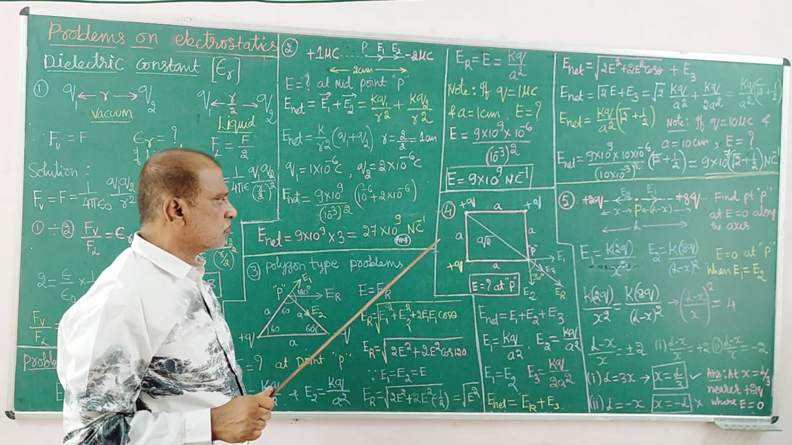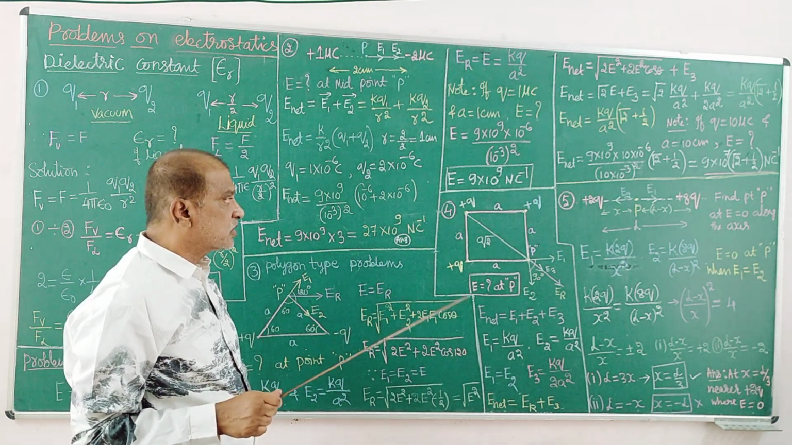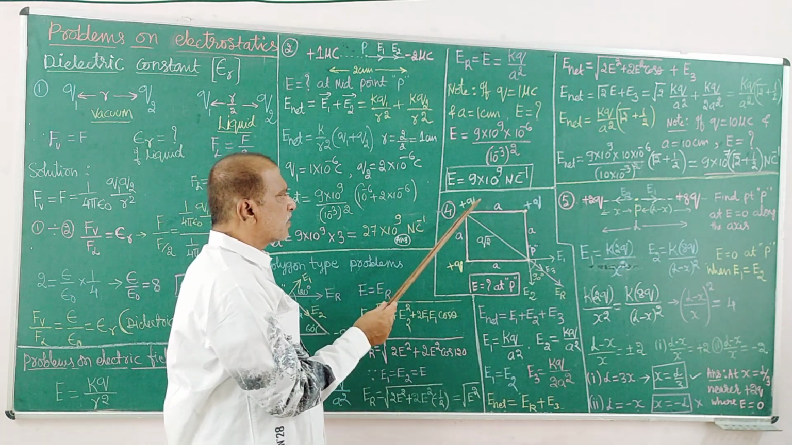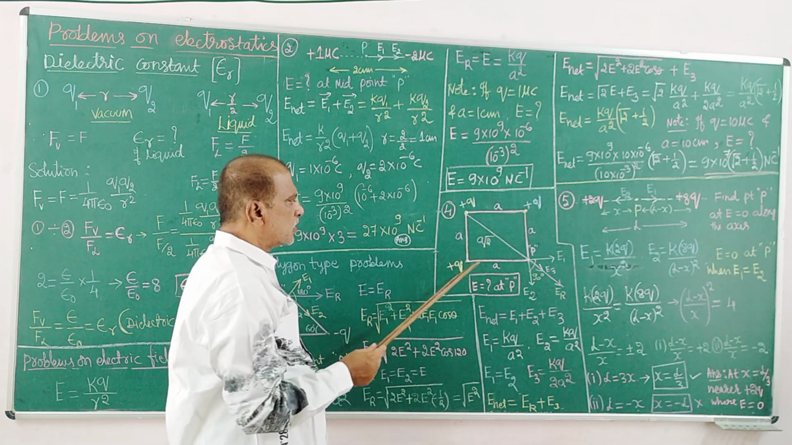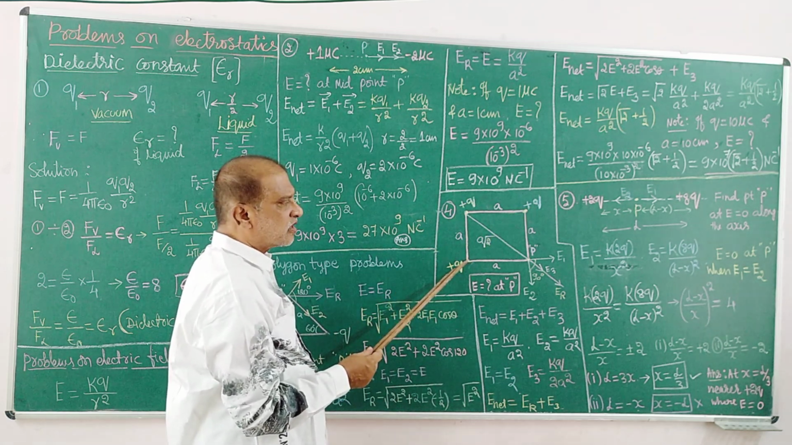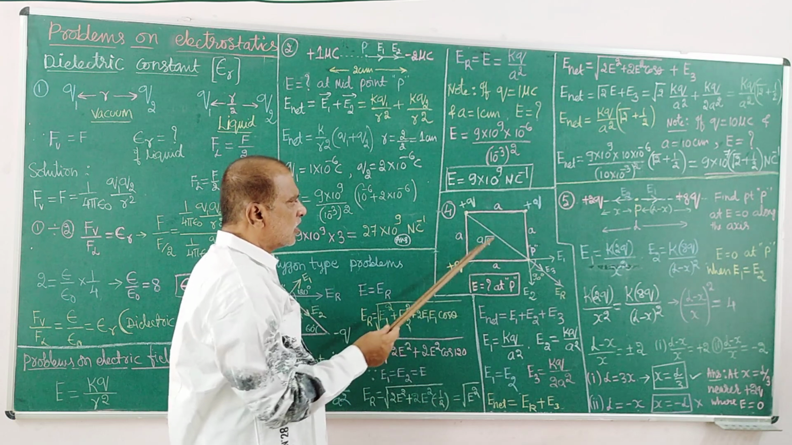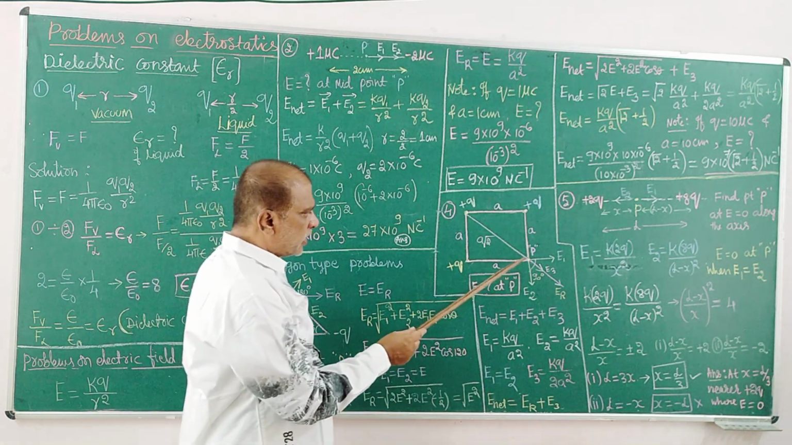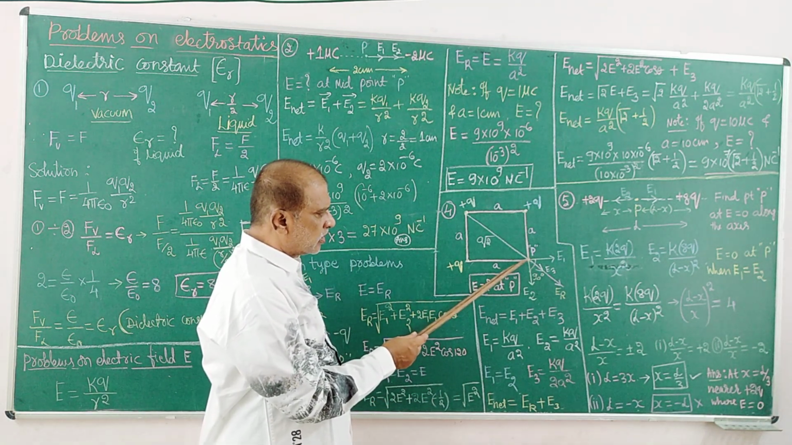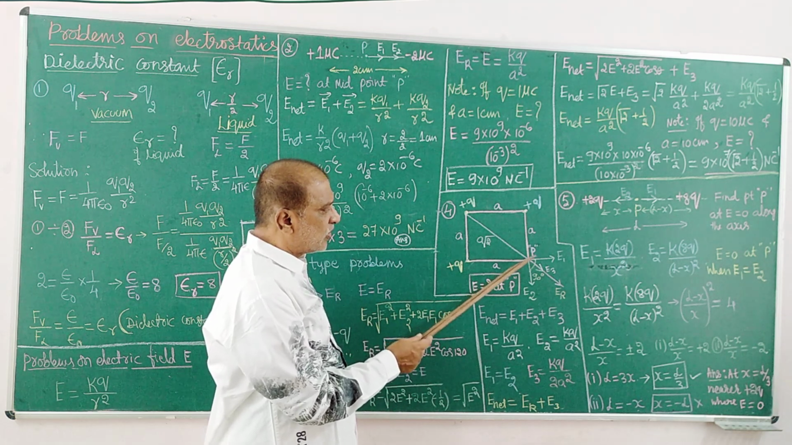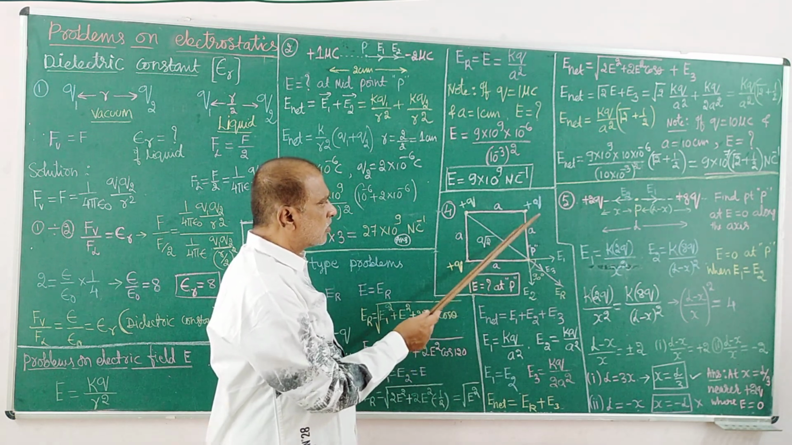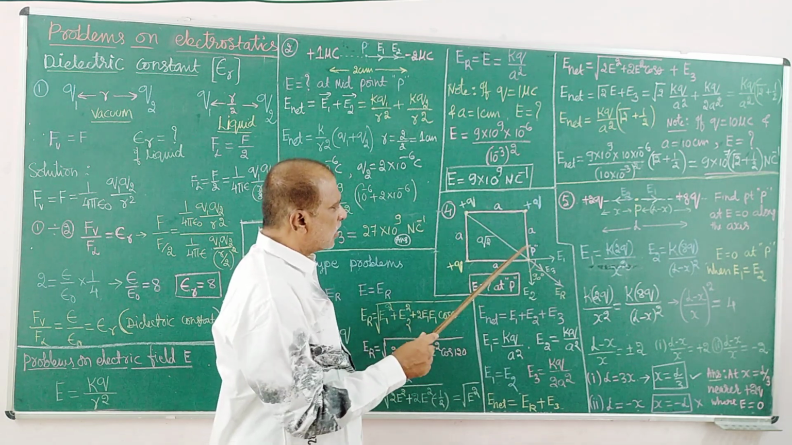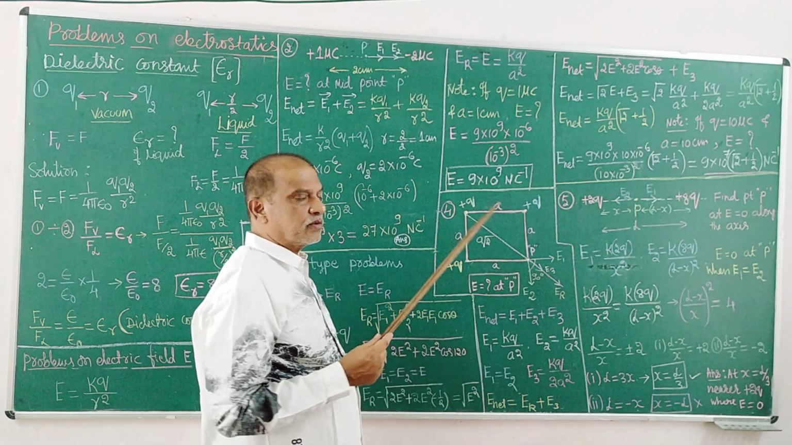Next, in the other problem there are 3 charges in space. The magnitude of each charge remains the same, even the sign also: plus q, plus q, plus q. They are at the vertices of a square. Square means all sides are equal, all angles are equal, 90 degrees. And there is one point at another vertex. We have to calculate the electric field at this point due to these 3 charges in this geometry of arrangement.